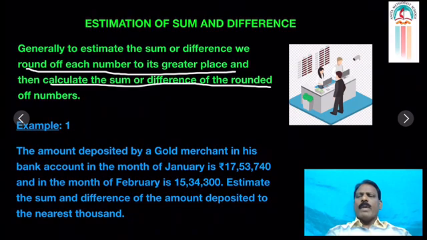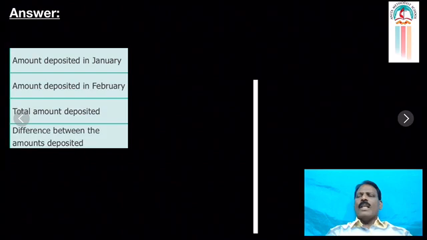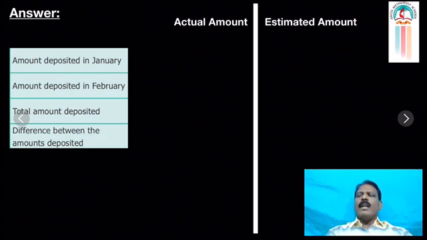The amount deposited by a gold merchant in his bank account in the month of January is rupees 17 lakhs 53,740, and in the month of February is 15 lakhs 34,300. Estimate the sum and difference of the amount deposited to the nearest thousand. Now we'll see the answer. Actually, the 4 steps you have to follow. Actual amount is given, estimated amount you have to find out.